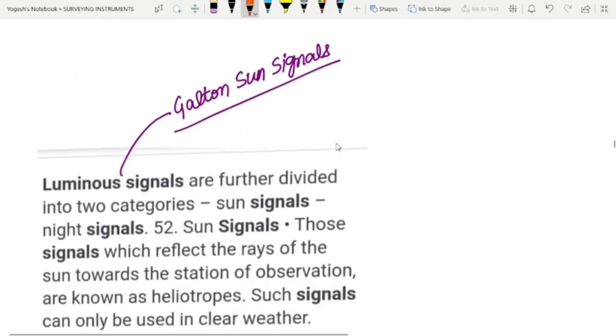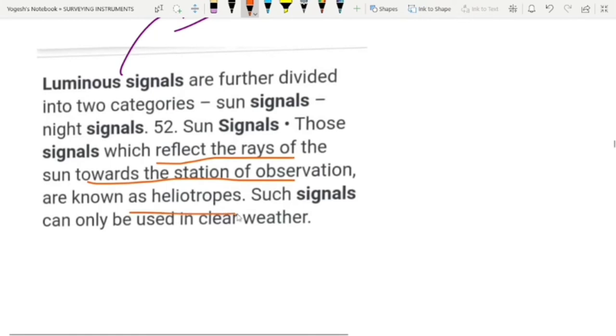Luminous signals are further divided into two categories, sun signals and night signals. Sun signals are those signals which reflect the rays of the sun towards the station of observation, and are known as heliotropes. Such signals can only be used in clear weather.